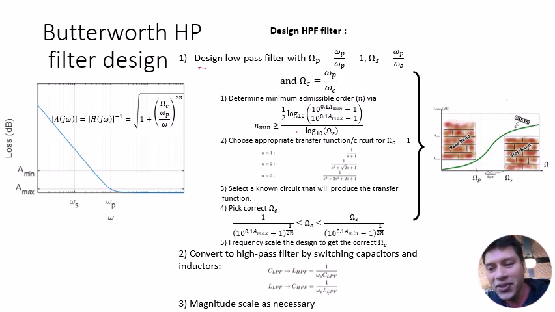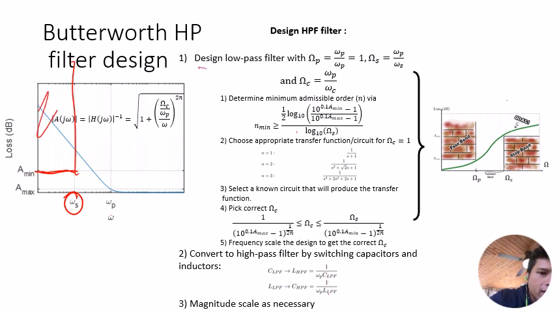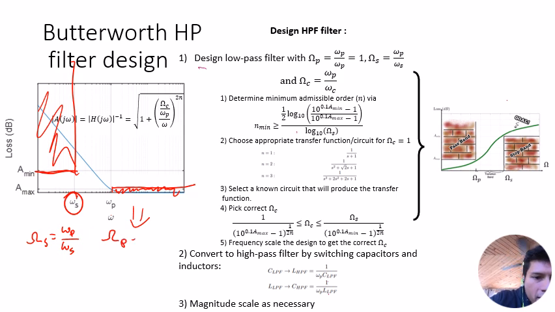All right, so let's go through the process. Let's say you're asked to design a high-pass filter with a stop band edge of omega S and an A min, so you need your filter to be out here, and then you have a pass band omega P. To design a high-pass Butterworth filter, the first thing you do is find your new design constraints for a low-pass filter: capital omega S, which is omega P over omega S, and capital omega P, which is omega P over omega P. Then you design a low-pass filter.